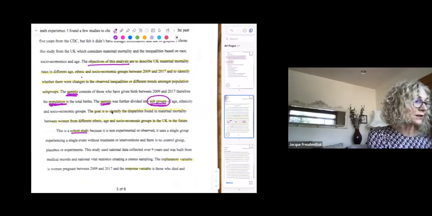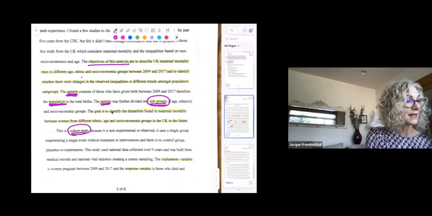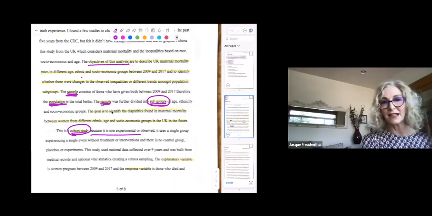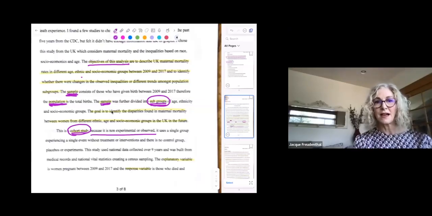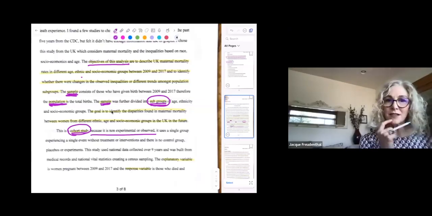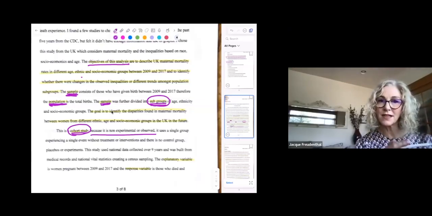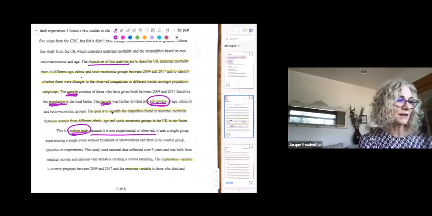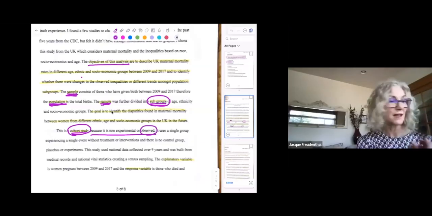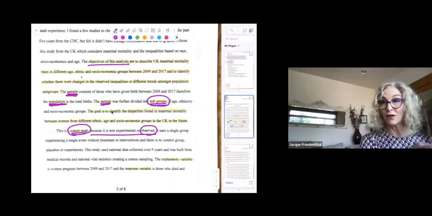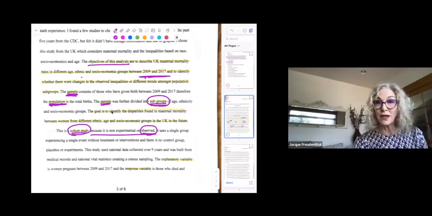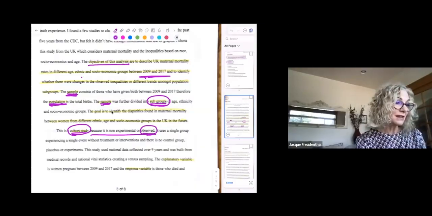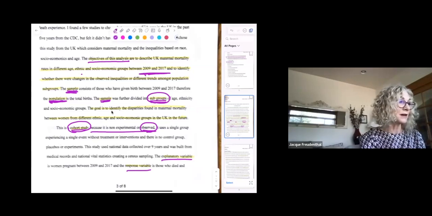It says this is a cohort study, but it doesn't really give a valid explanation. It just says because it's not experimental or observed. This is not correct. So you have to say why it's a cohort study. And this actually would be an observational study because they're looking at data over the years of 2009 through 2017, and they didn't do any treatments. They just observed and took statistics on it. Okay, list the explanatory variable and the response variable.